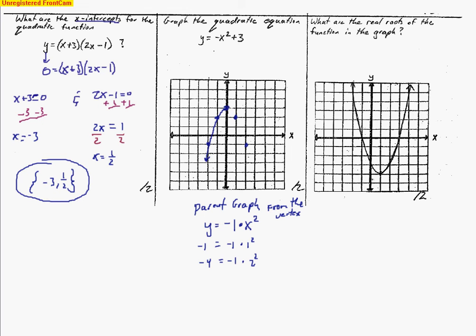So that's what it ends up looking like. They all look that way as long as they're just negative x squareds. Positive x squareds go the other way, kind of like this one here. Notice how it went over 1, up 1. Over 2, up 4 spaces. And what we're looking for here are the real roots.